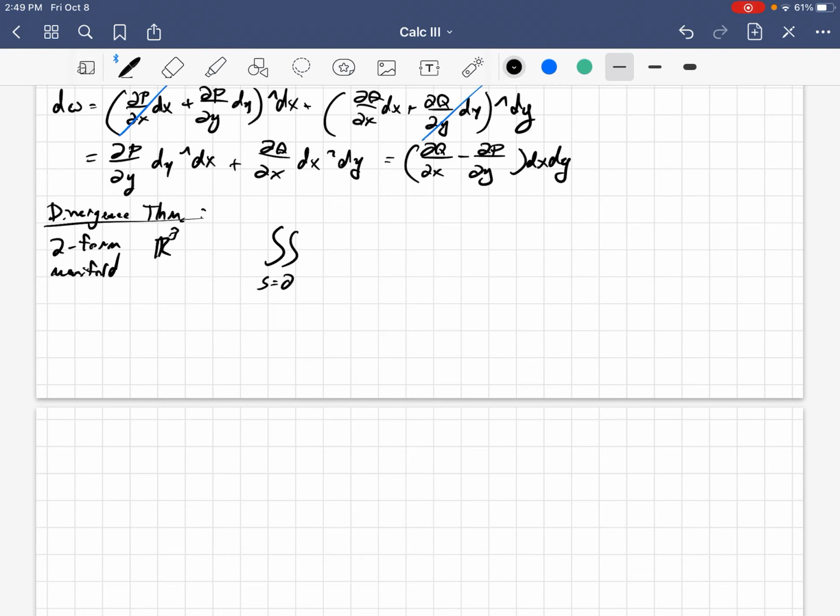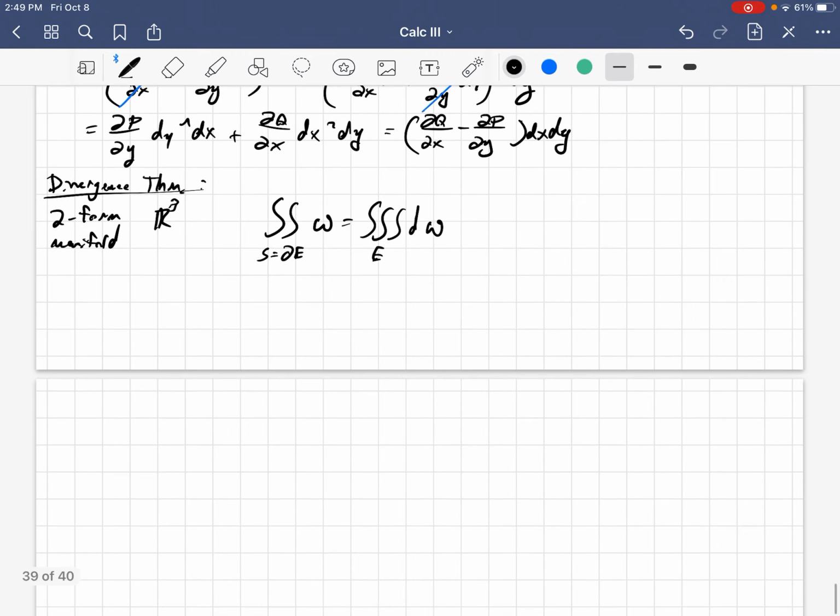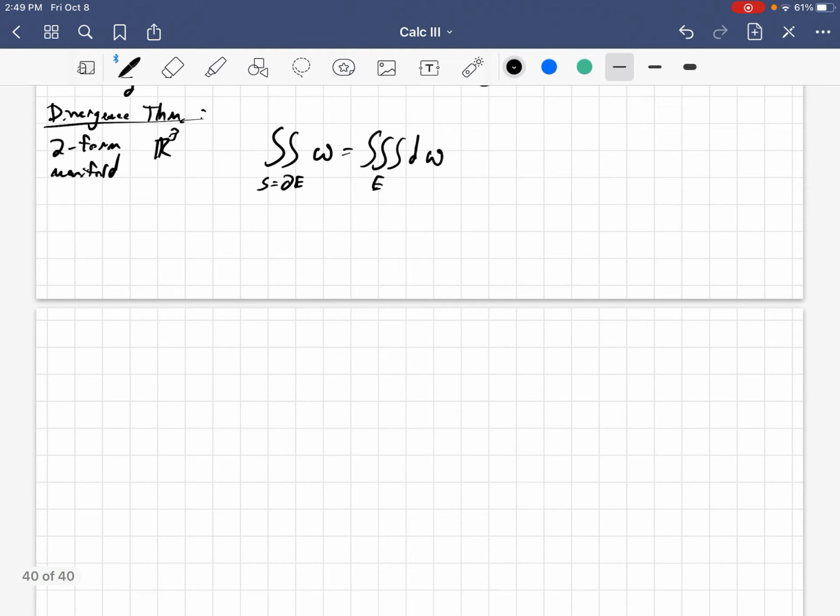The surface, which is the boundary of our region, which I'll call E, of omega, is equal to the triple integral over our region E of d omega. And again, omega is our two-form manifold. So, what is the form of a two-form manifold?